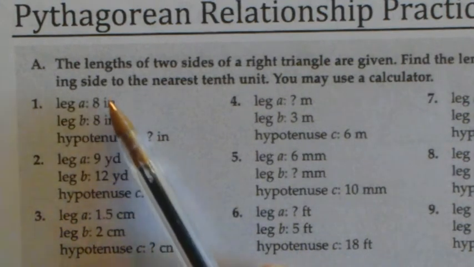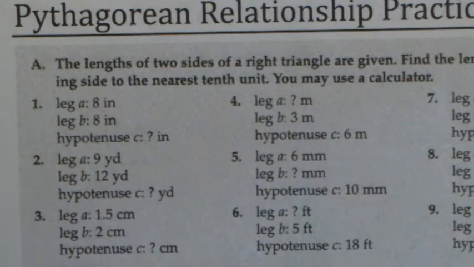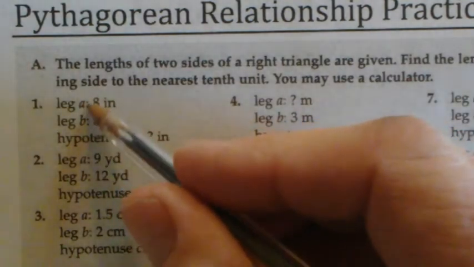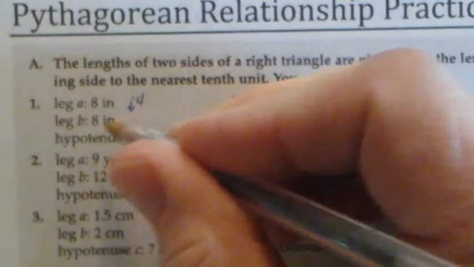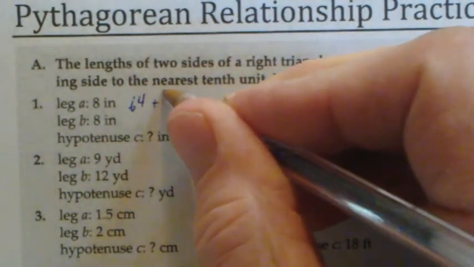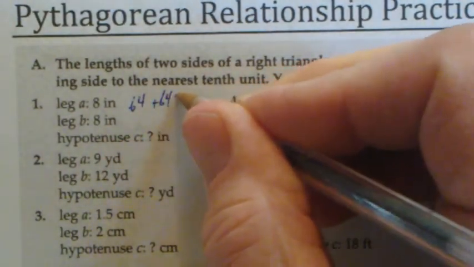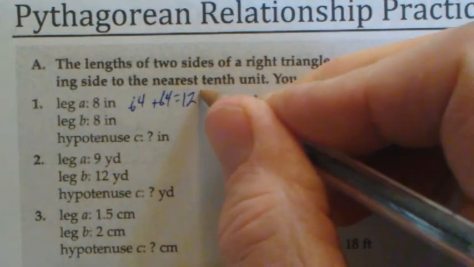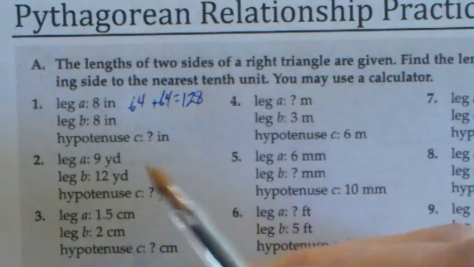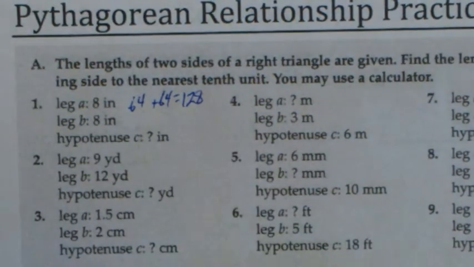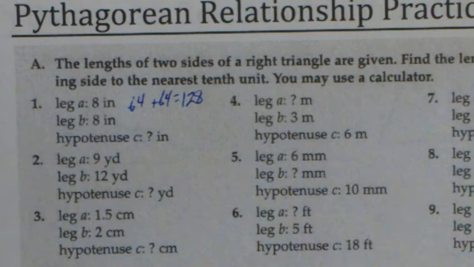Okay, leg 8, leg 8. Those are the legs, the shorter sides. So you square 8, 64. Another 64. You add them together, 128. Does that mean the hypotenuse is 128? No. The hypotenuse squared is 128. So how do you get the hypotenuse? You have to take the square root of 128.